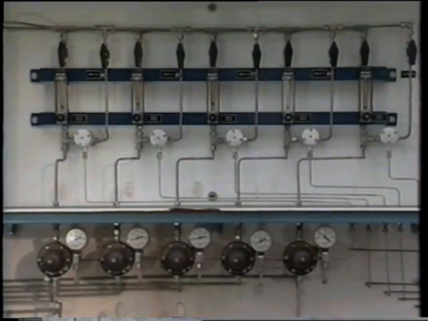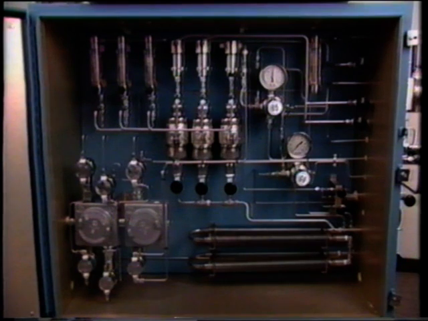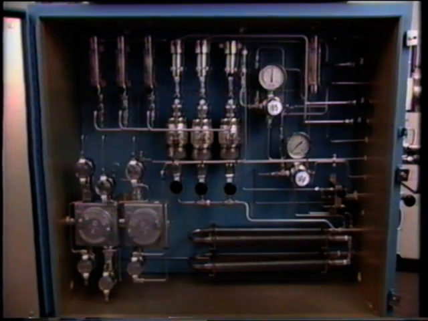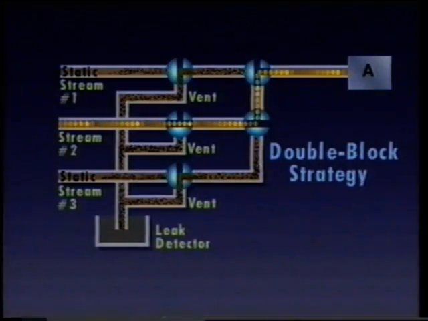A multi-stream system directs sample flow from several process points through one analyzer. Each sample stream is conditioned according to its own specifications before entering the analyzer. It is critical that the multi-stream sample handling system prevents the process streams from mixing or becoming contaminated. To prevent sample contamination, a double block and bleed design is often used with multi-stream systems.